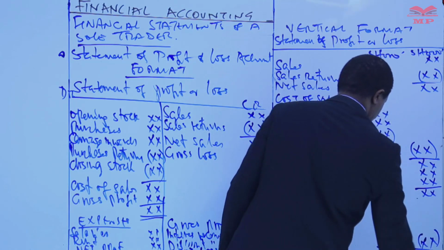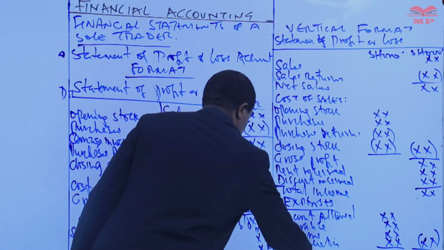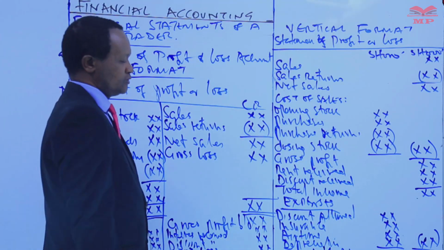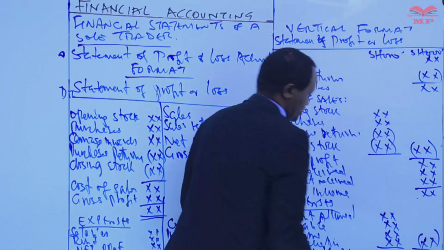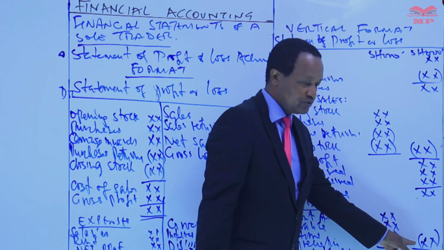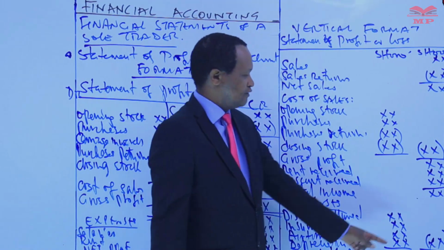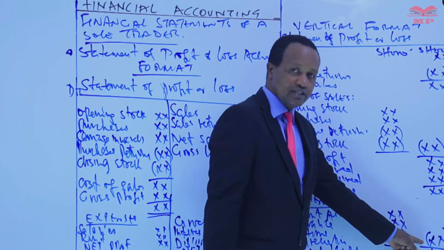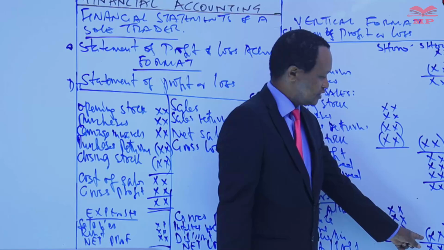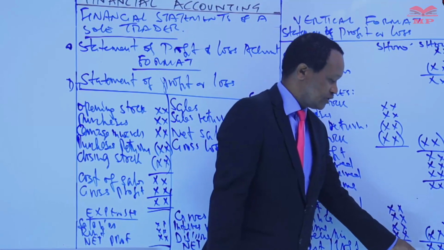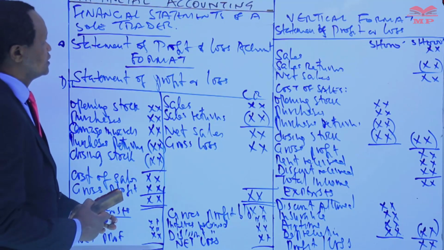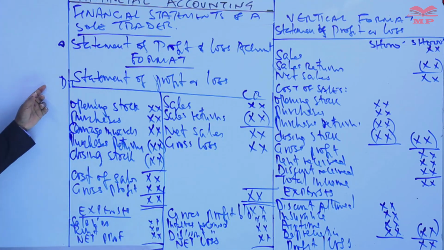So what we have here is either profit or loss, depending on the total expenses value and the total income. If the total income is higher than the total expenses, then you have profit. But if expenses value is higher than the total income, then you have the loss. So that is how to prepare a statement of profit or loss.